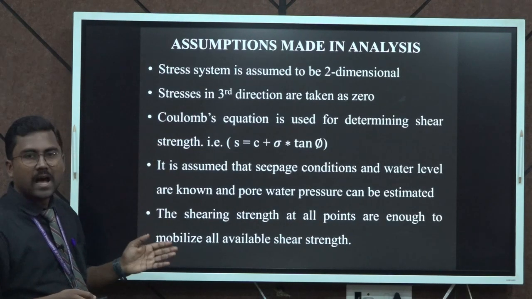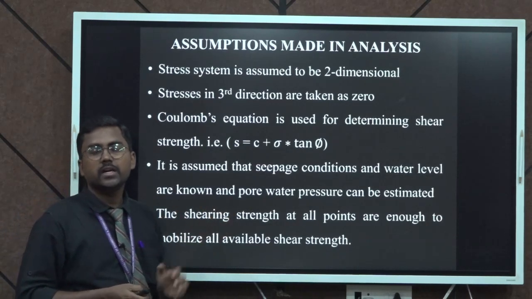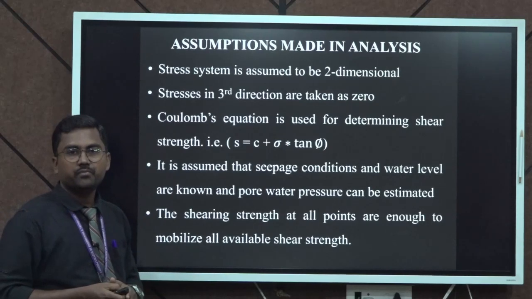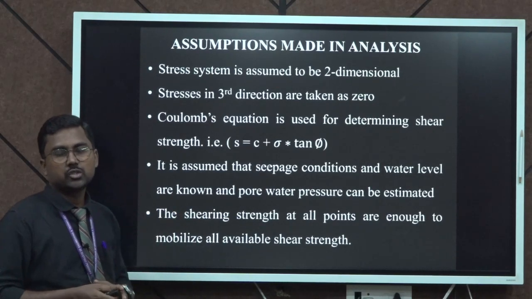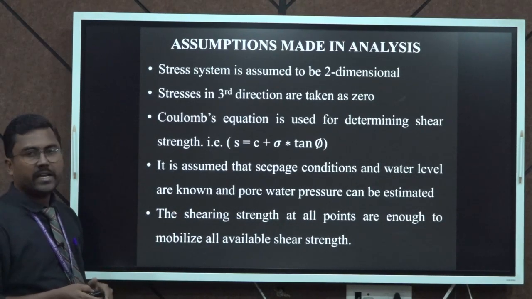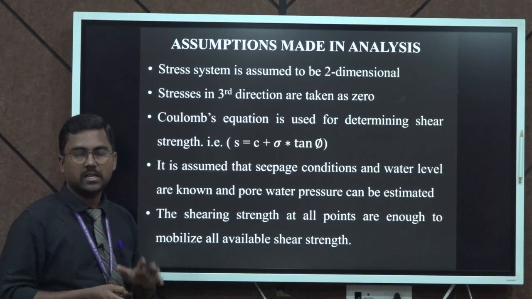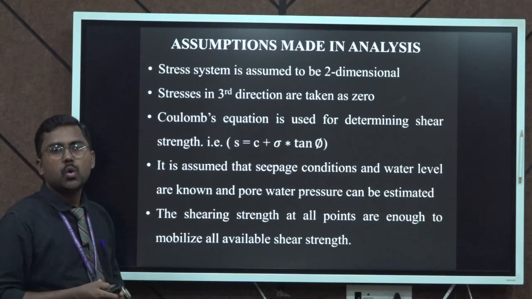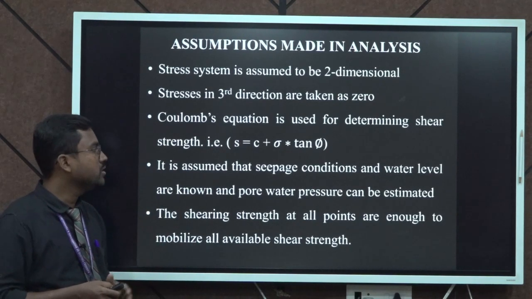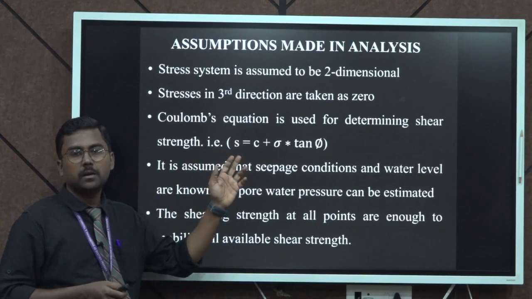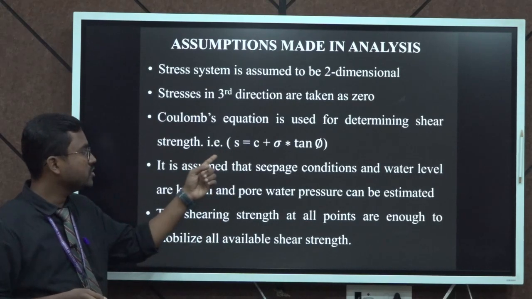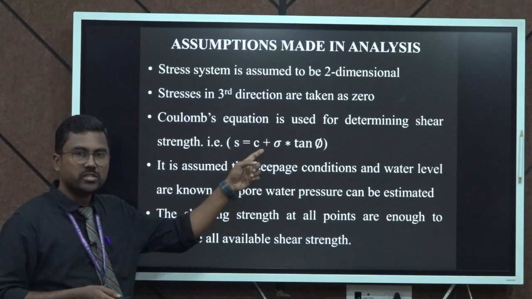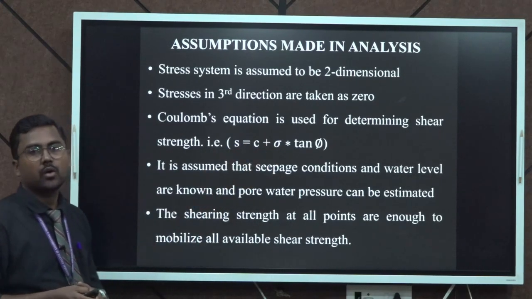And these are all the assumptions we have to make before doing a slope stability analysis. The first one is the stress system will be acting in two directions only, and the stress in the third dimension will be considered as 0, and we have to use Coulomb's law while calculating the shear strength, that is S is equal to C plus sigma into tan phi, where S is the shear strength, C is the cohesion, sigma is the normal stress acting on the soil and phi is the angle of internal friction.